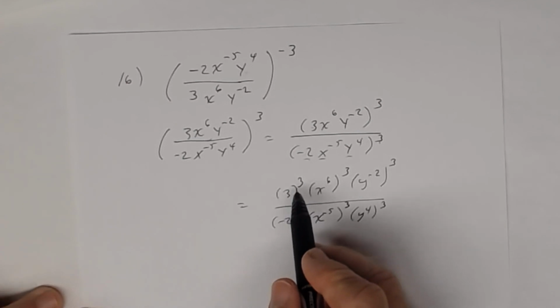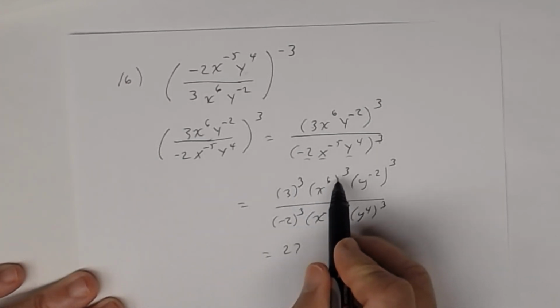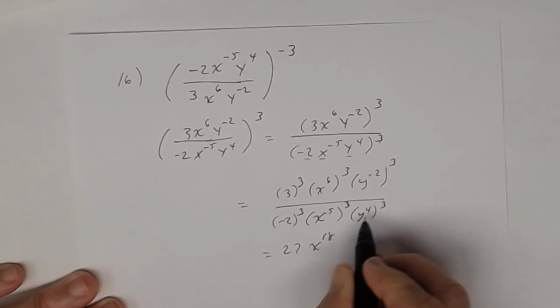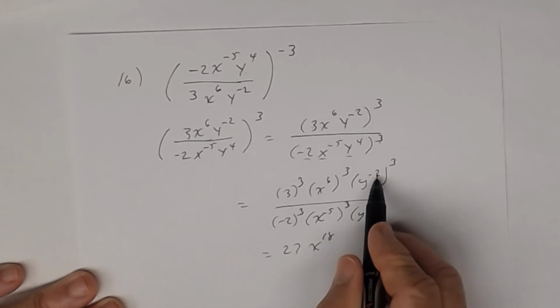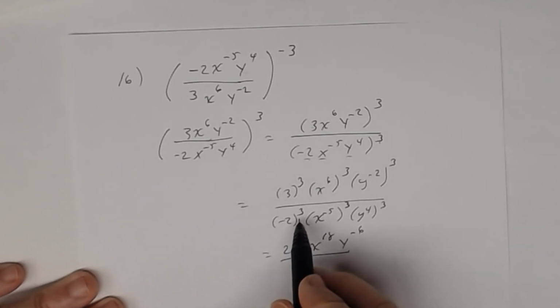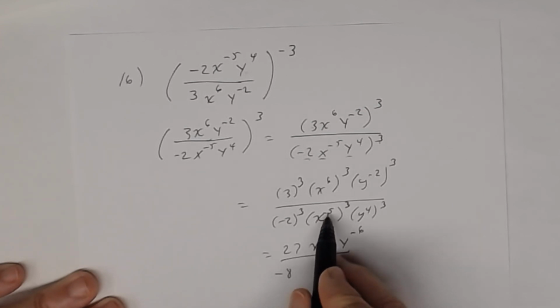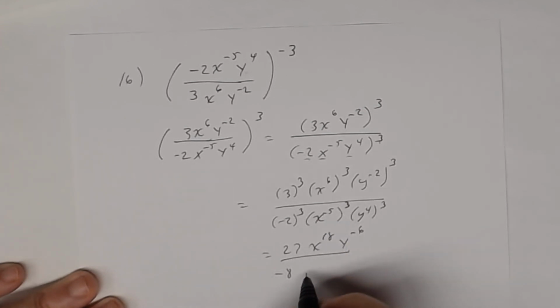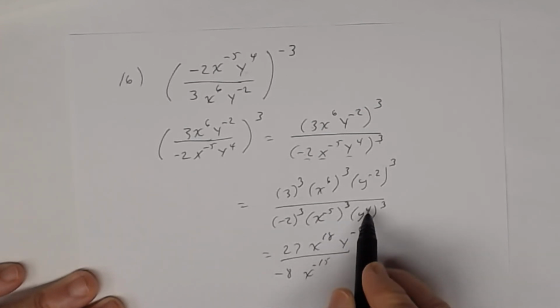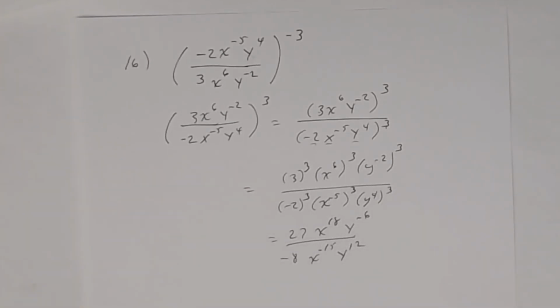3 cubed is 3 times 3 times 3, which is 27. X to the 6th cubed, 6 times 3 is 18. Y to the negative 2nd cubed, negative 2 times 3 is negative 6. Divided by negative 2 to the 3rd power, which is negative 8. Negative 5 times 3 is negative 15. And then 4 times 3 is 12. So I get y to the 12th. So that's where I'm at. Okay?